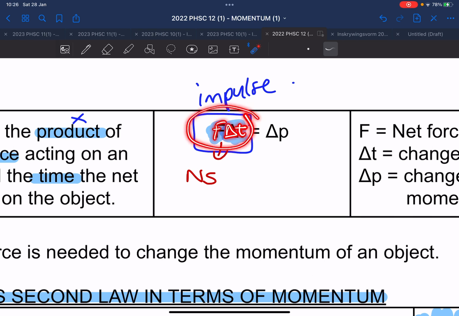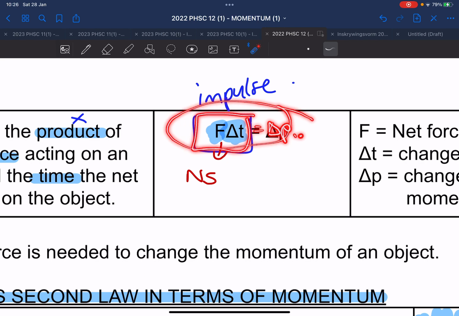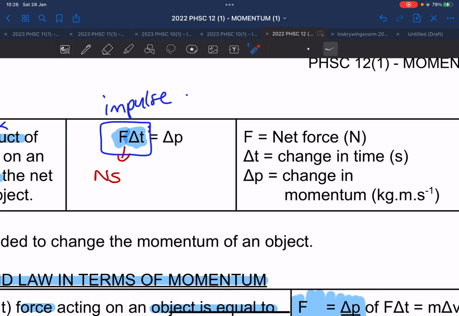That is impulse. Okay, so impulse is equal to the change in momentum, and I'm going to explain why that is in a moment. Just quickly, force is measured in newtons and time is measured in seconds. So the unit for impulse is newtons times seconds. So Newton seconds. Not newtons per second, because then it will be a -1. It's just Newton seconds. Okay, that's the unit for it. And that is equal to the change in momentum.